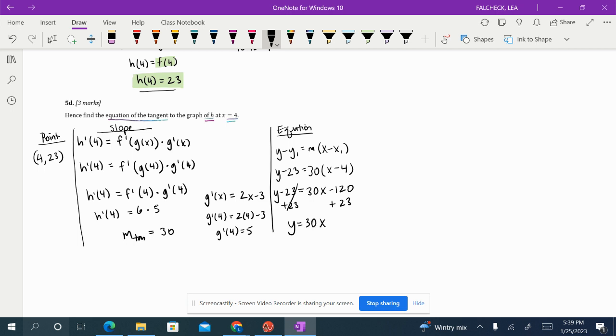Negative 120 plus 23. Oh my, it's the end of the day and my brain is fried. Okay, so if we added a 20, it would just be negative 100, and then we add 3 more, it's going to be negative 97. That is the equation of our tangent to the graph of h at x equals 4.